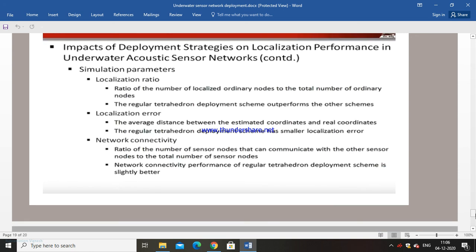Simulation parameters. Localization ratio: the ratio of the number of localized ordinary nodes to the total number of ordinary nodes. The regular tetrahedron deployment scheme outperforms the other schemes. Localization error: the average distance between the estimated coordinates and real coordinates. The regular tetrahedron deployment scheme has a smaller localization error. The network connectivity: the ratio of the number of sensor nodes that can communicate with other sensor nodes to the total number of sensor nodes. The network connectivity performance of the regular tetrahedron deployment scheme is slightly better.